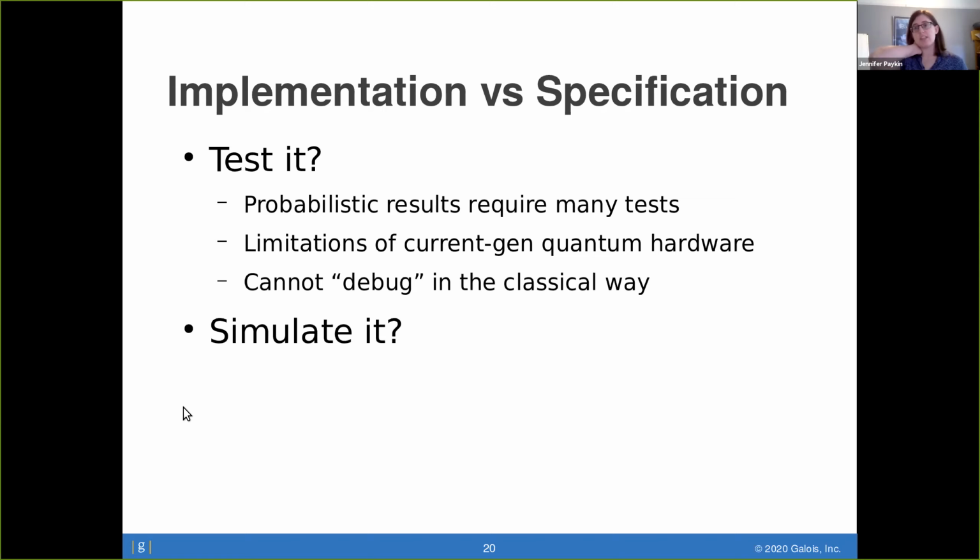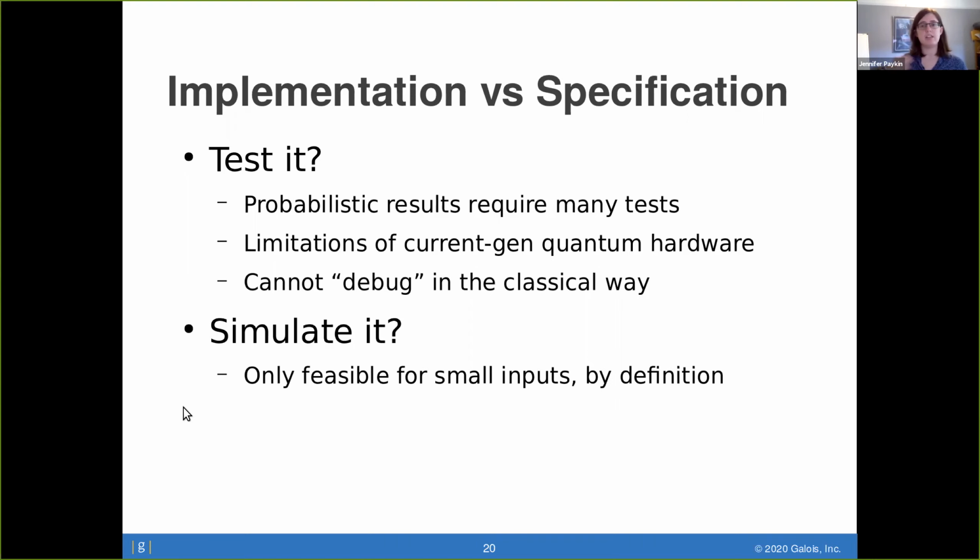So I think simulation is an interesting tool. The benefit of simulation over unit tests is that we no longer have to worry about the probabilistic results, because simulation can explore all the different probabilistic results. However, by definition, this only works for small inputs. And so we're going to miss out on a lot of bugs just because we lose access to that.